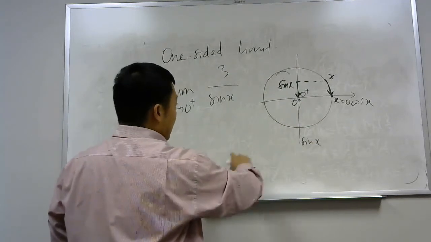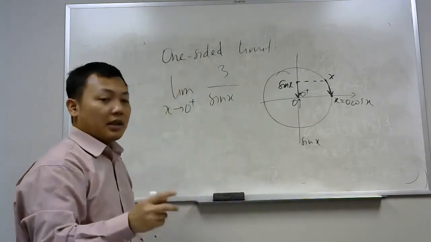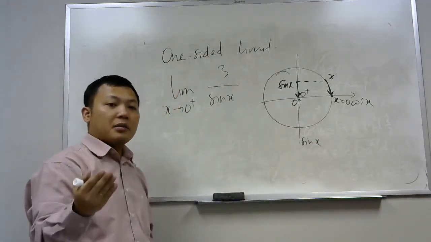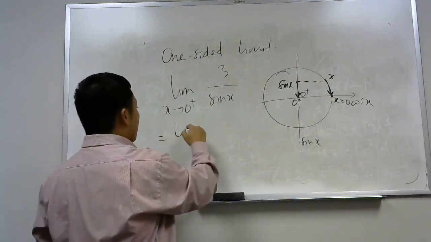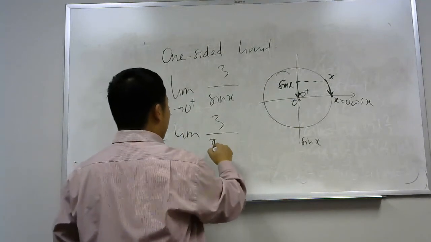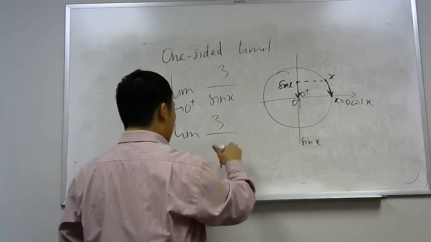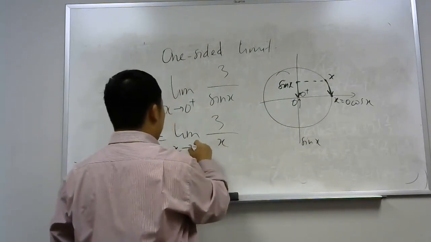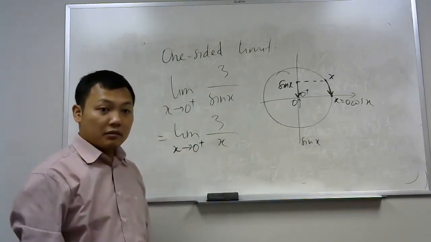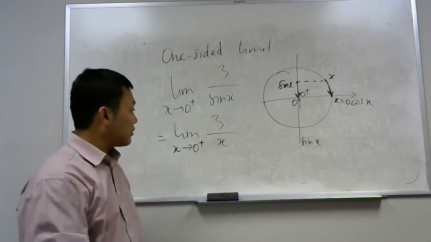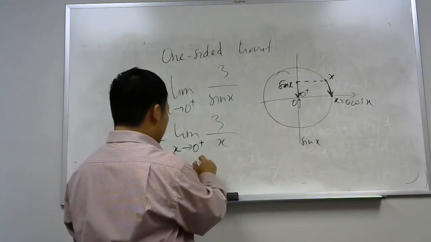when x approaches 0 from the right. Again, you can use the similarity between sine and x. You can say this limit is nothing but 3 over x when x goes to 0 from the right. And we study this, we consider this from time to time. It's nothing but positive infinity.